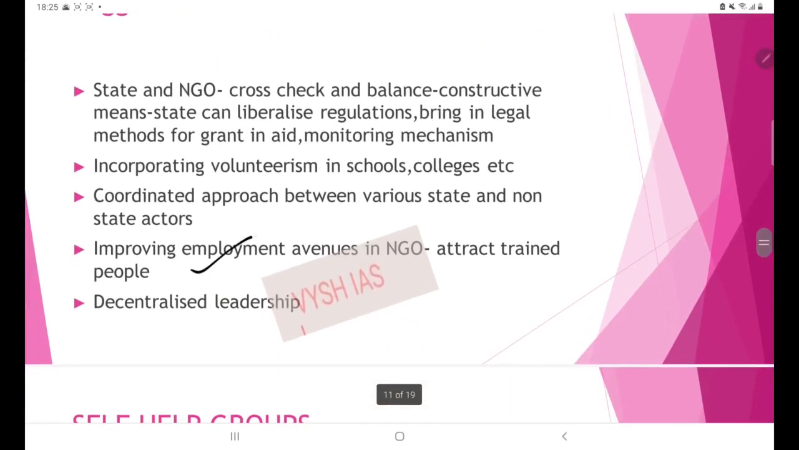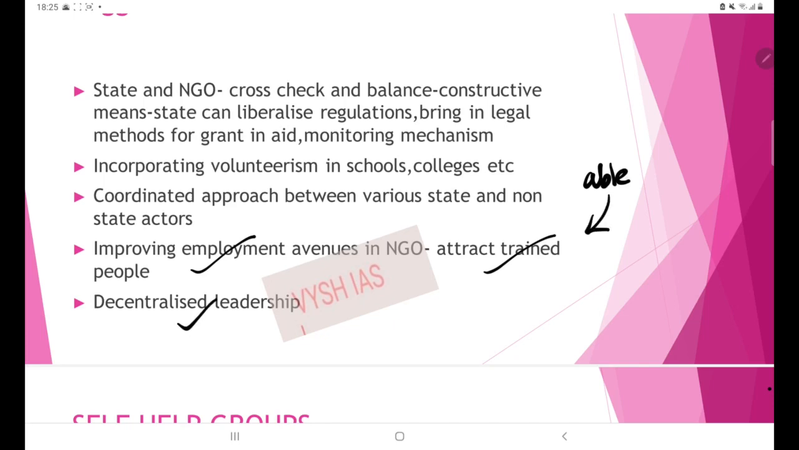Then improving employment avenues in NGO. So what a state can do is NGO jobs can be made more attractive. Okay, so they can bring in trained people and the job security can be given. The job attributes can be improved. Okay, so in this way we will be getting more professional and more able people into the NGO working.